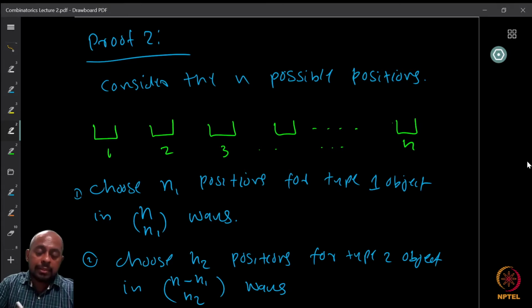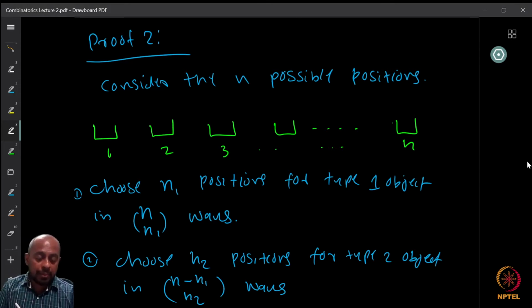Proof 2: consider n possible positions for the n objects. So there are identical objects. I'm not going to relabel them or anything. Out of the n positions, I choose n1 positions to put the type 1 object. The type 1 objects are all identical, so I don't want to look at the order. I just want to form a subset, and say these are the positions where they are going to appear.